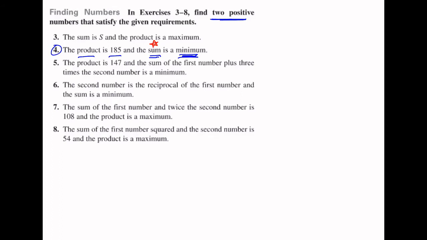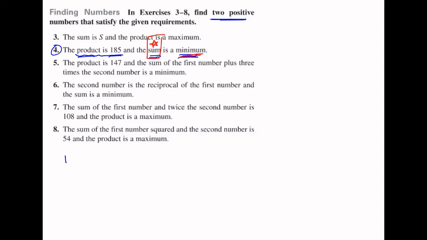Okay, so this is what we're trying to optimize, the sum, because we're trying to find the minimum of it. This is our extra piece of information that's going to help us to eliminate an extra variable that would make this problem not a Calc 1 problem anymore. All right, so the product of two numbers is 185.